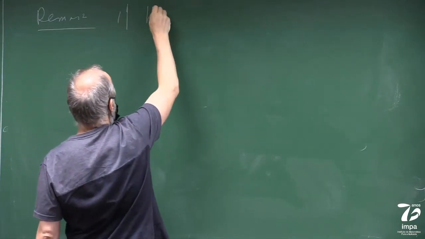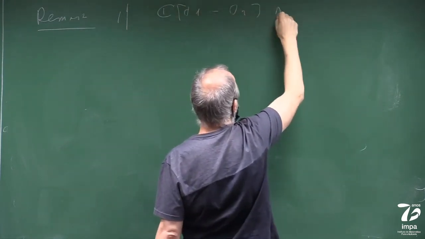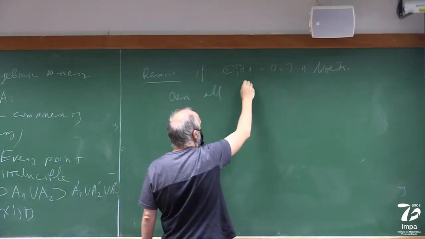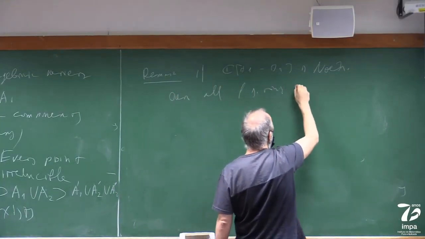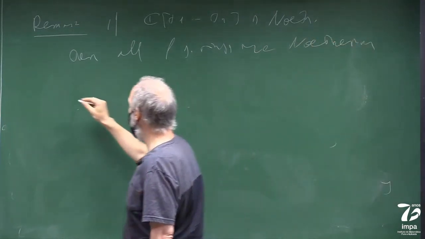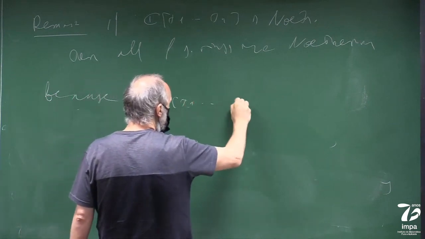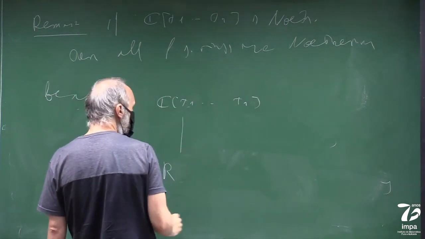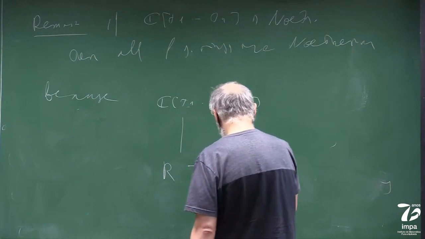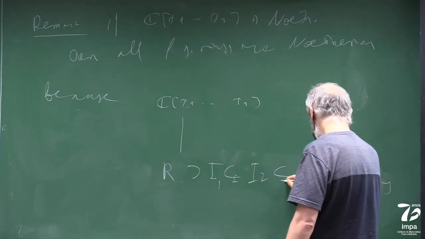If Hilbert basis, so if C of T1, ..., Tn is Noetherian, then all finitely generated rings are Noetherian because, okay, you have a polynomial ring and you have a quotient ring R. Then here you have a chain of ideals, an ascending chain of ideals, I1 inside I2, inside I3, and so on.